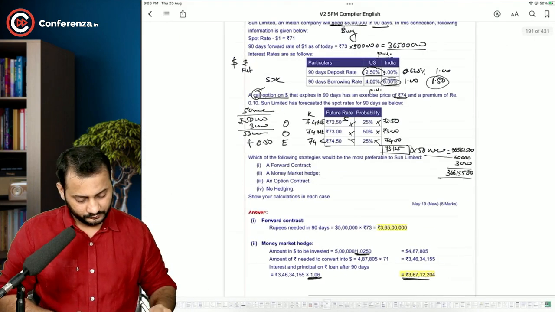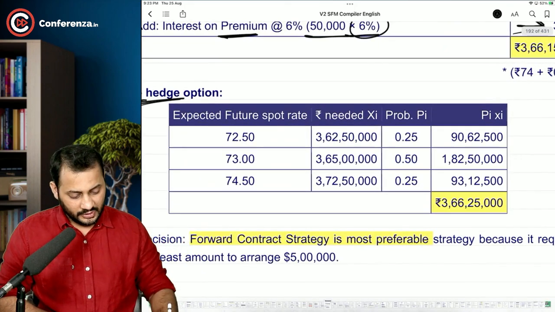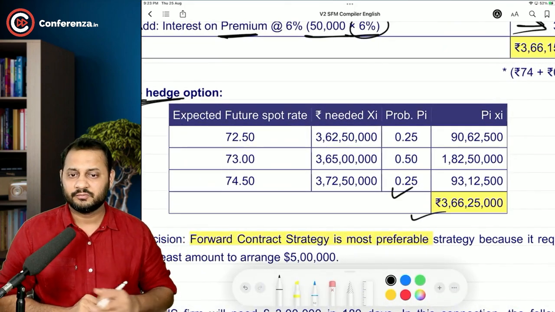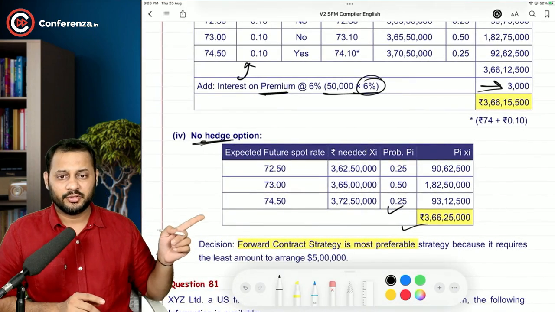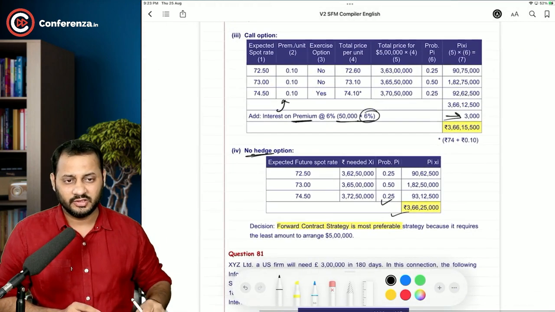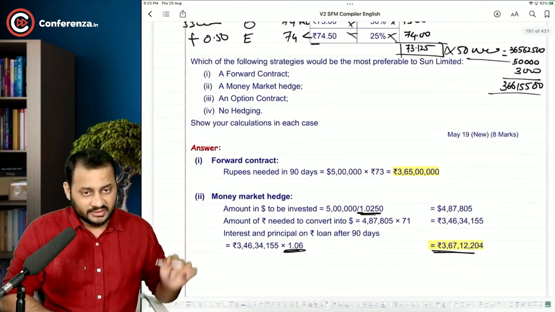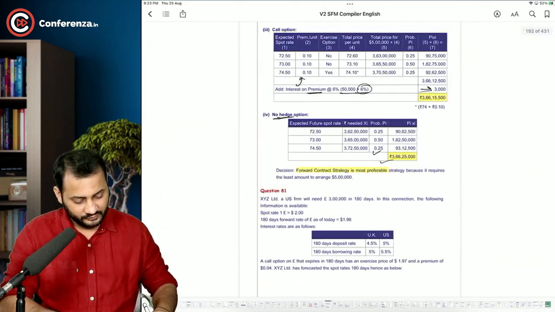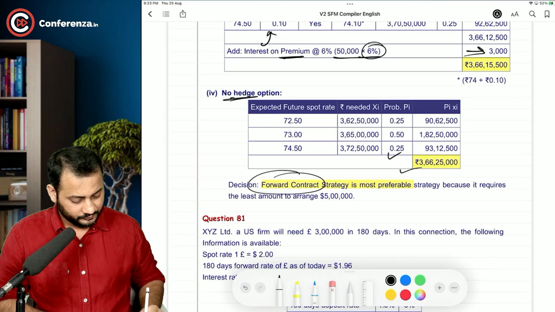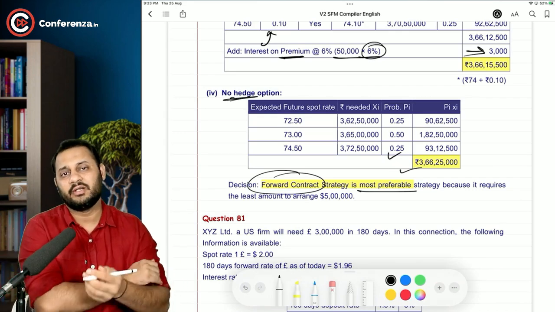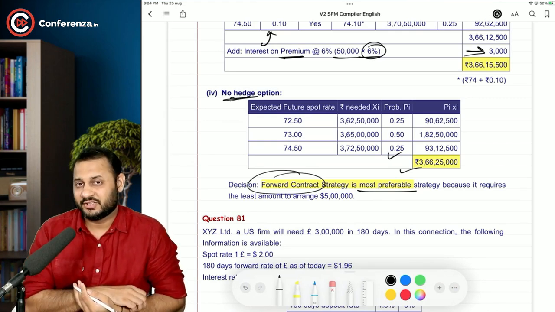See, 72.5, 73 and 74.5, and the probability is this. The payment will be this. Now you have all the four options. You can see wherever the amount is less. As compared to no hedging, the amount is least in the case of the option. But let me just go back. 365, 367, 366 and 366. So the forward contract is the most preferable option because we have the least payment in that. Do you understand how to solve this question now? The option contract was interesting, no?